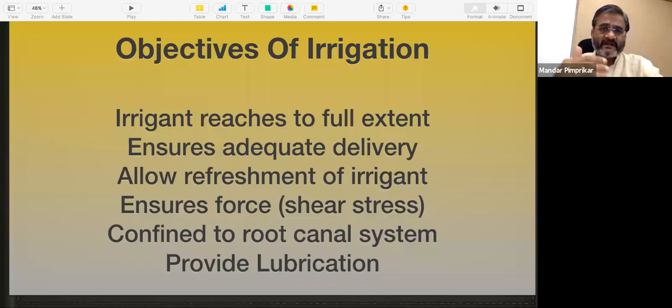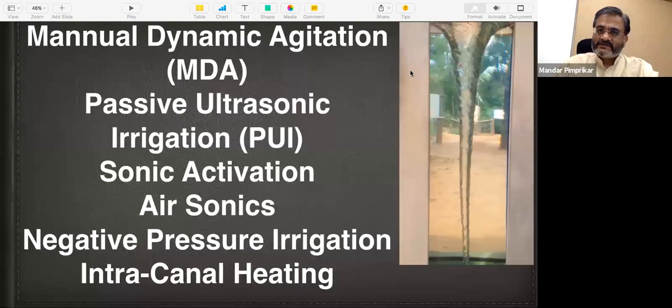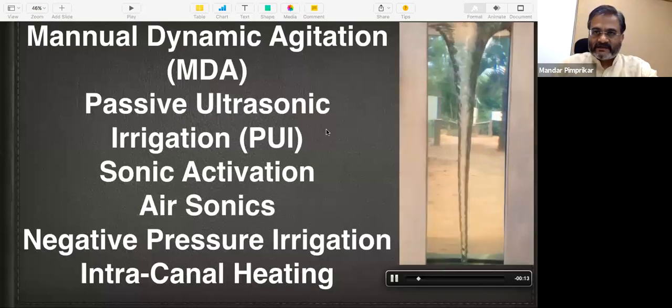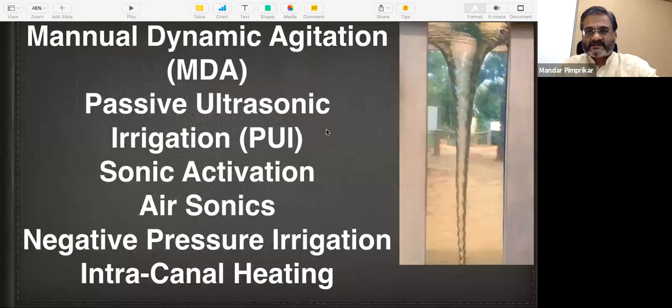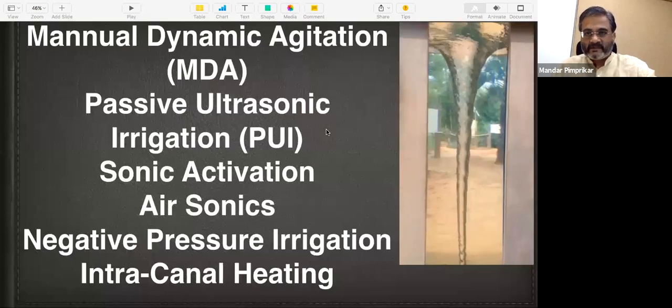Our objective is that irrigant should reach the full extent of the root canal system. You should ensure adequate delivery because irrigation is a game of volume. You should allow refreshment of irrigants. Then it should ensure some shear stress on the canal walls as the solution moves up and down. And it should be confined to the root canal system, and it should also provide lubrication. Now, there are different methods with which you can do this. If you look at this, this is the tapered preparation, and this is how you want your irrigants to move into the prepared root canal.